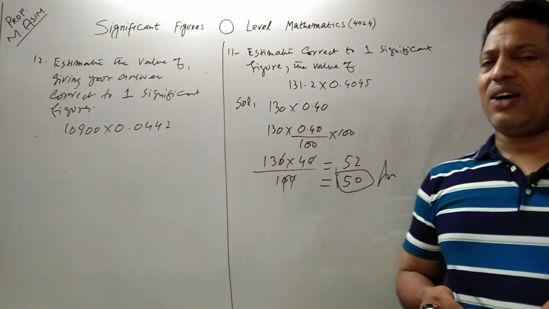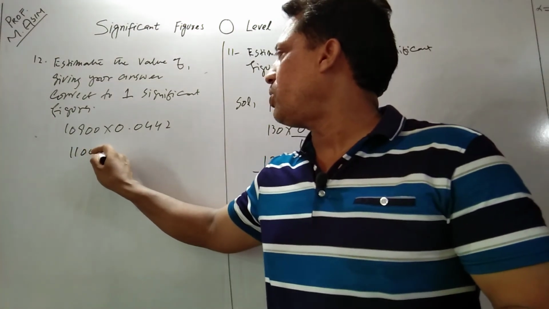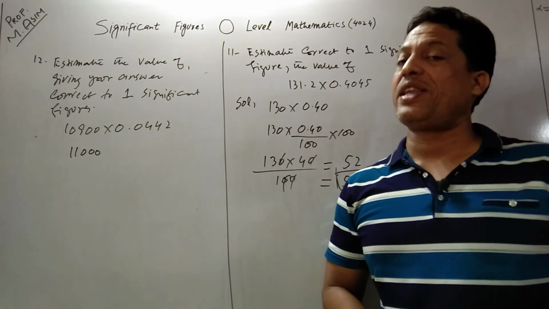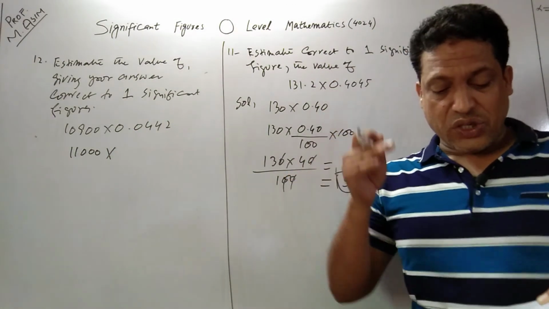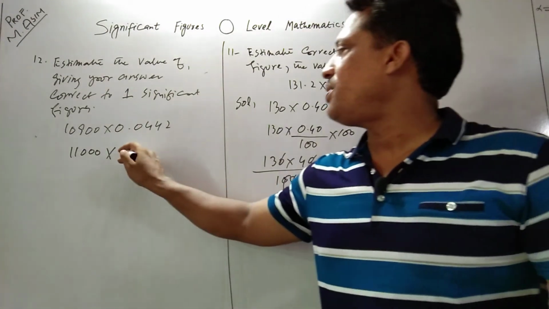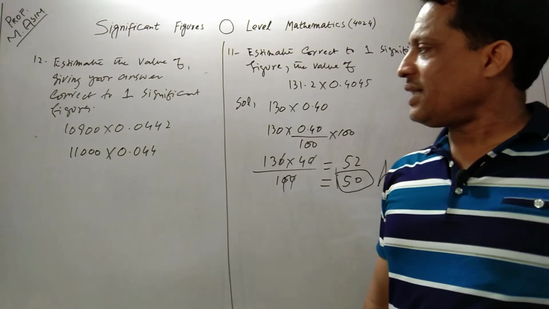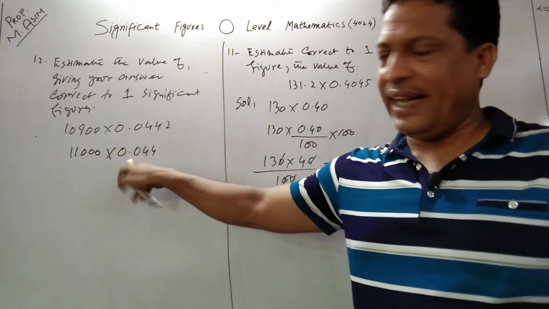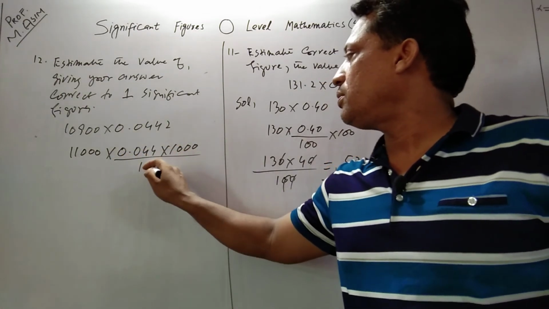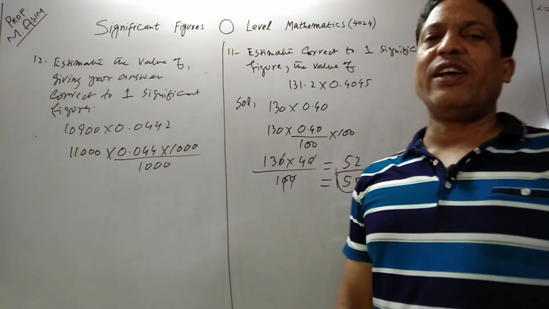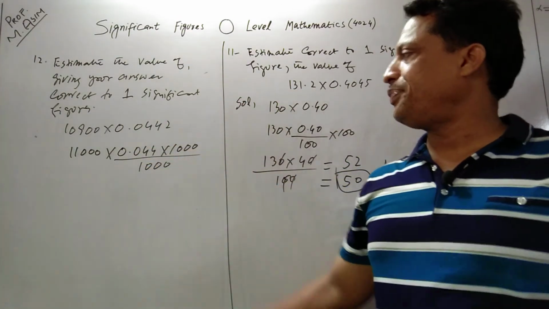This is 10,900. So this becomes 11,000 because 10,900 is very close to 11,000. And this is 0.044. So we must write 0.044. Next step is, this is 3 decimal places, so we must multiply and divide by 1000. Why we divide as well? Because we want to have our question in balance.